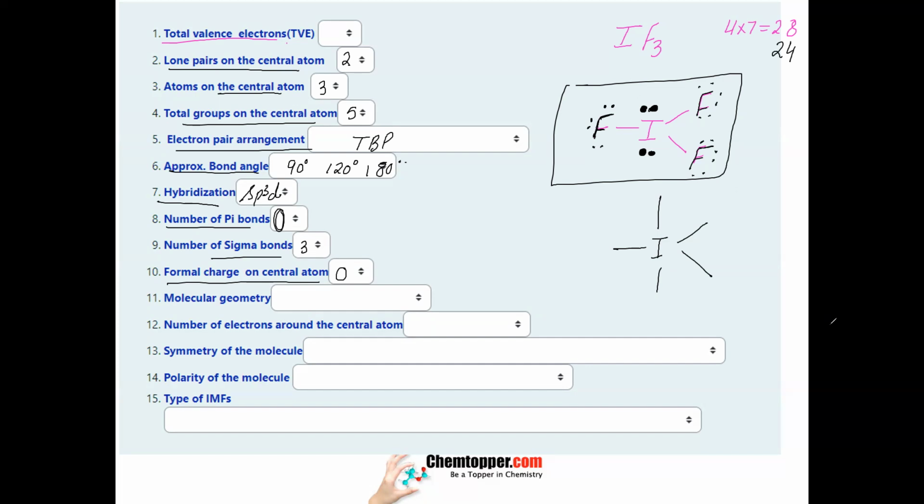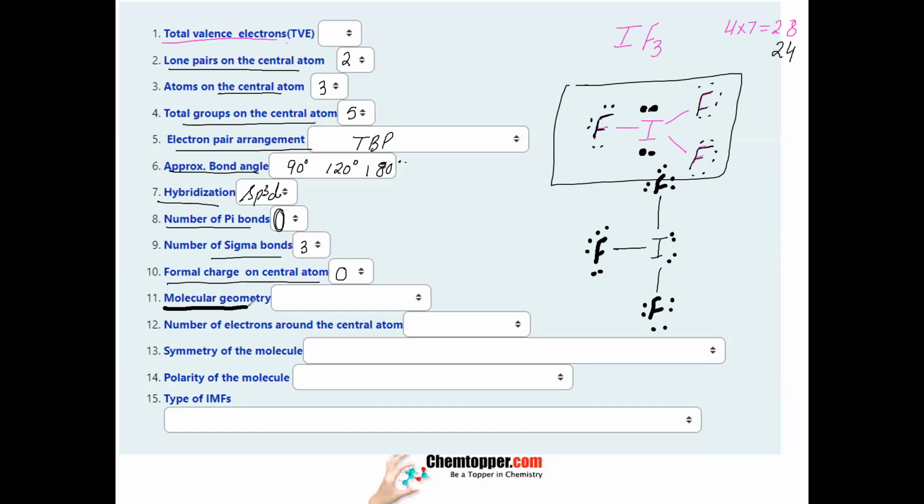Remember, I was telling you equatorials, axials. Where should? On the equatorials. Very good, Yug. Place them here. And fluorine here. Fluorine here. Now, the lone pairs will not make any bond. There is no bond. They are in the orbitals, in the hybrid sp3d orbitals. Like this.